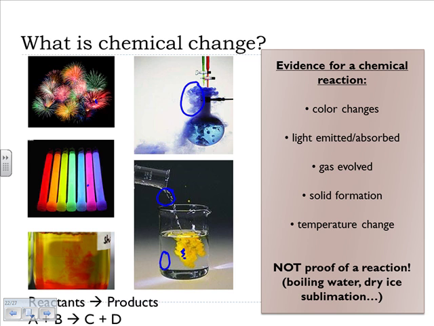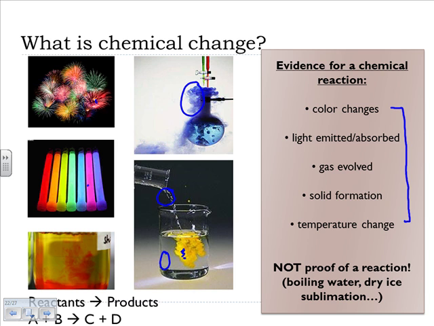What's important to know is that chemical change is not proven by any of these things. You can see the temperature change on a pot of boiling water when water goes from being cold to being hot and being boiled. That's not a chemical reaction. It's not a chemical change. The water is still water. It's just in a different state.